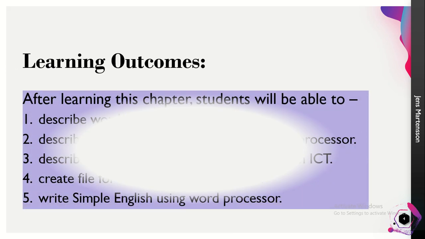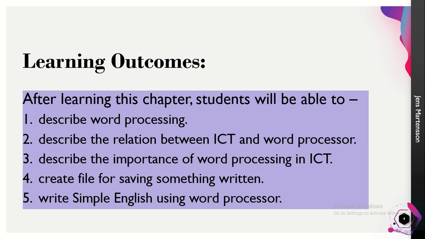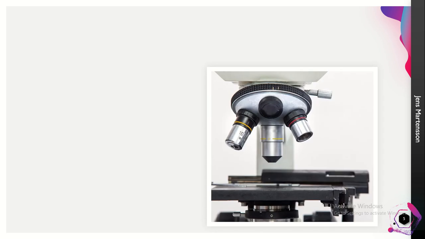Learning outcomes. After learning this chapter, students will be able to describe word processing. You will be able to describe the relation between ICT and word processor. You will be able to describe the importance of word processing in ICT. You will be able to create a file for saving something written. Finally, you will be able to write simple English using a word processor. So dear students, let's go to the lesson.